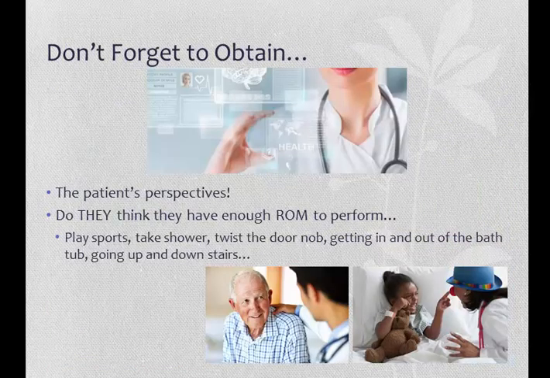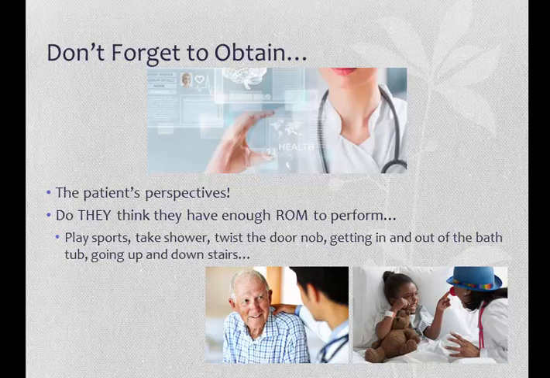But do not forget, these range of motion measurements are only, remember we talked about the clinician-based outcome measures. We measure it, we validate it, but what about the patient? So do not forget to obtain the patient's perspectives. Do they think they have enough range of motion to perform, for example, play sports, take a shower, twist the doorknob, get in and out of the tub, maybe go up and down stairs, or anything that they do on a daily basis? It's always nice to use patient-based outcome measures, some kind of questionnaire, to get the sense of it. Or it's always easy and simple to just ask those questions to the patient.